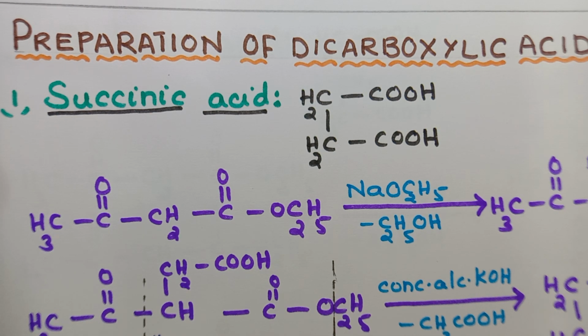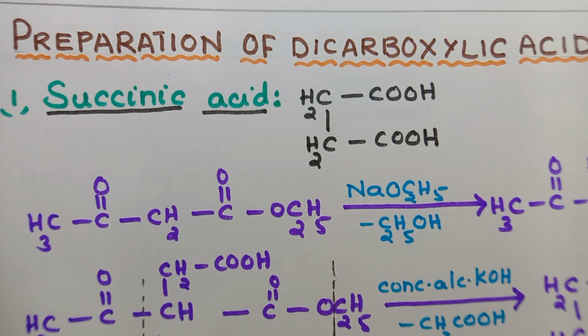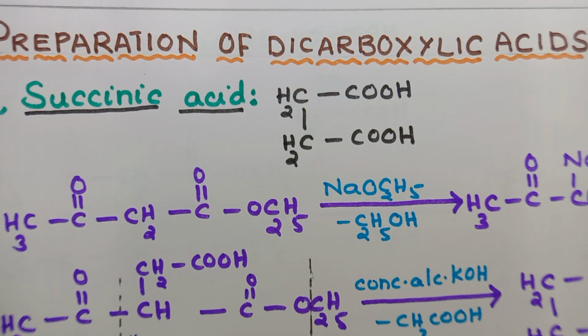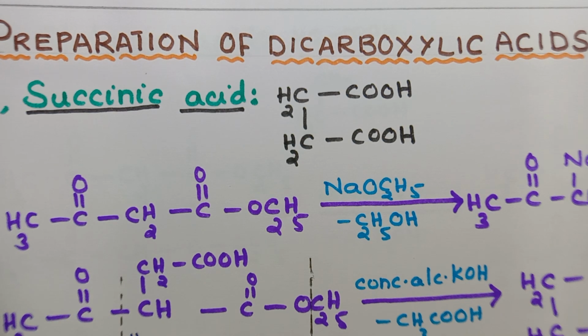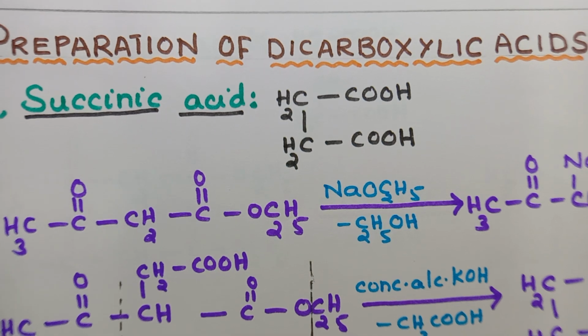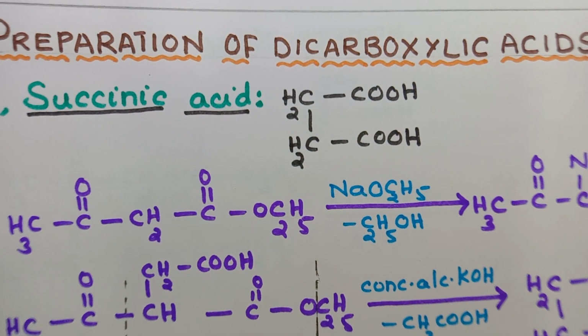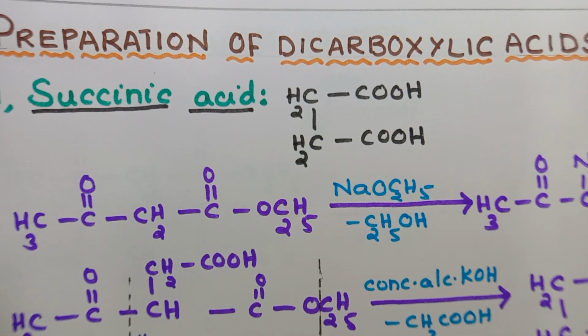Ready for the next topic, students? So after monocarboxylic acids, we have the application of acetoacetic ester in the preparation of dicarboxylic acids. Monocarboxylic means it has only one COOH group, whereas dicarboxylic acids contain two COOH groups. Kindly open your notebook, students. Ready with the pen? Right.